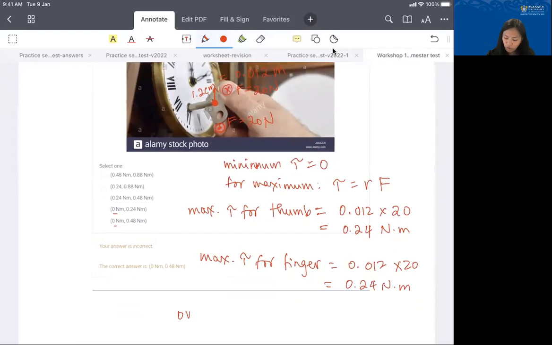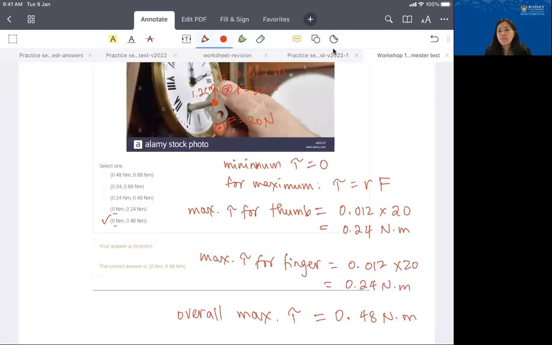So overall maximum torque will be the torque provided by the finger plus the torque provided by the thumb, 0.48 Newton meter. So it would be that last one, 0 for the minimum and 0.48 Newton meter for the maximum.